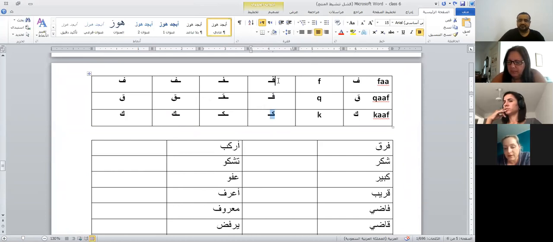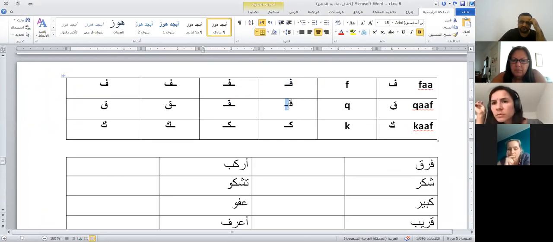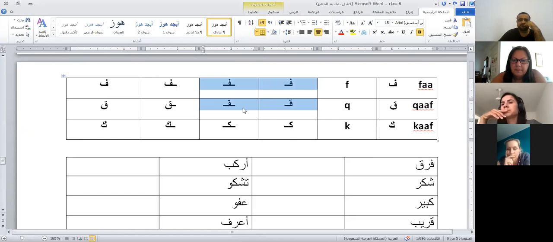Look at the kaf. Look at fa and qaf. They look alike, except with the two dots. Fa has one dot, and qaf has two dots. They look alike when they are in the initial or the medial position, but at the end, fa goes with the line, but qaf goes like wow, like a nine in English. It goes down like that.